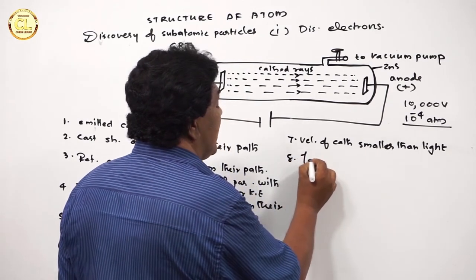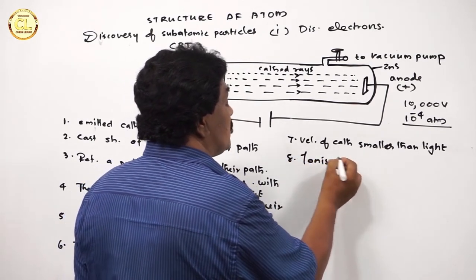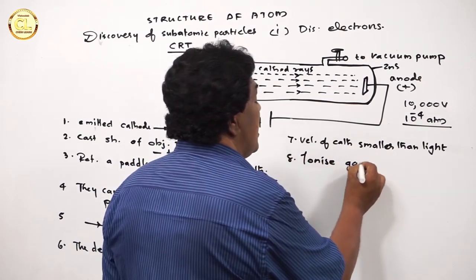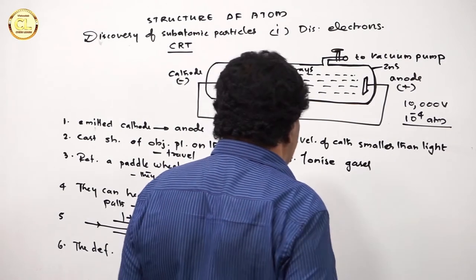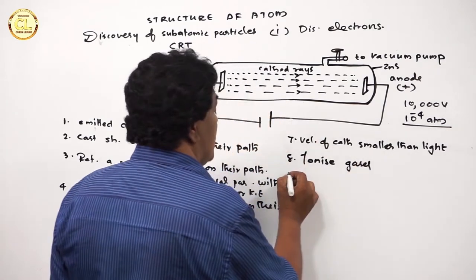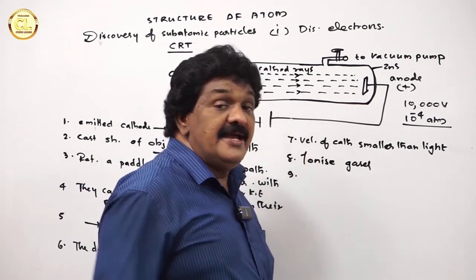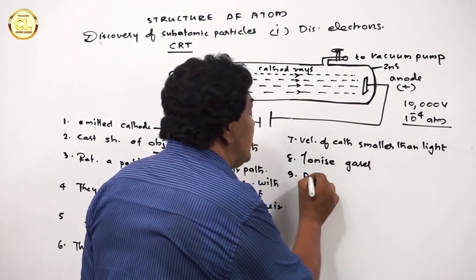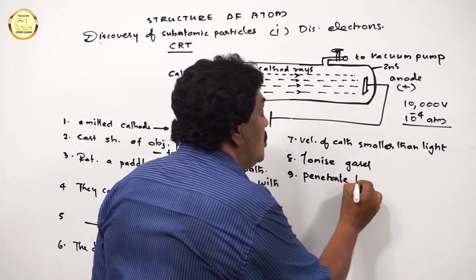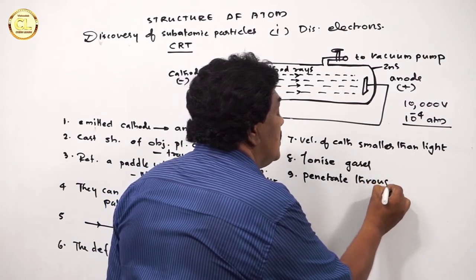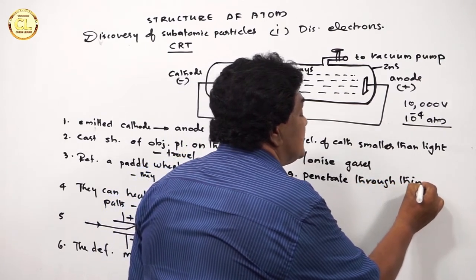Eighth point. They can ionize gases through which they pass. Ninth point. They can penetrate through thin metallic foils.